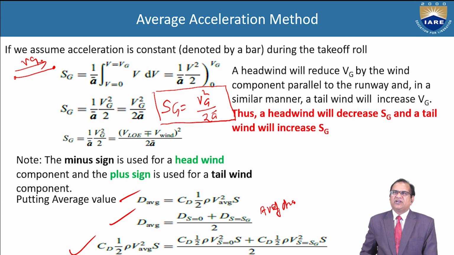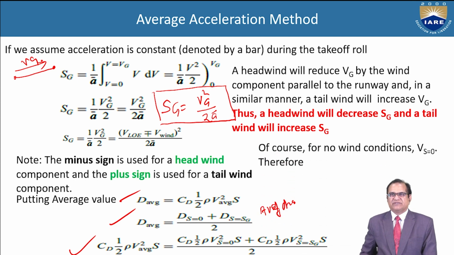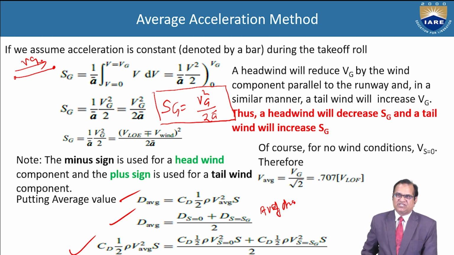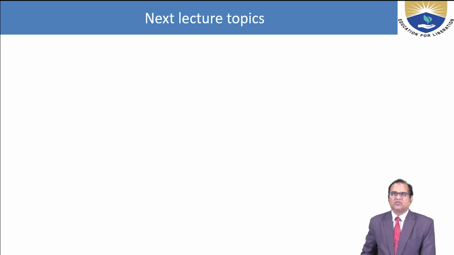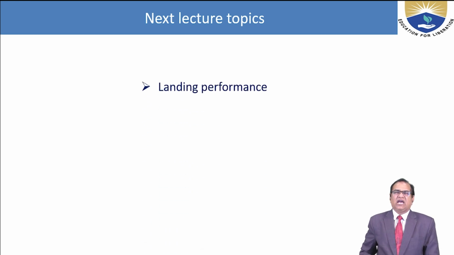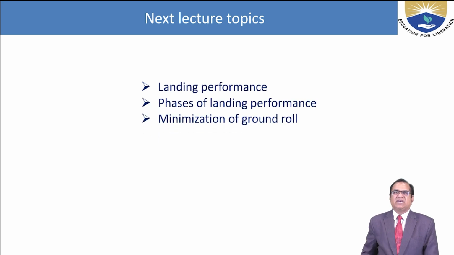A headwind will reduce Vg by the wind component parallel to the runway, and in a similar manner a tailwind will increase Vg. Thus a headwind will decrease Sg and a tailwind will increase Sg. Of course, for no wind condition, Vw is equal to 0. Therefore, V average is equal to Vg by root 2, or 0.707 V liftoff.